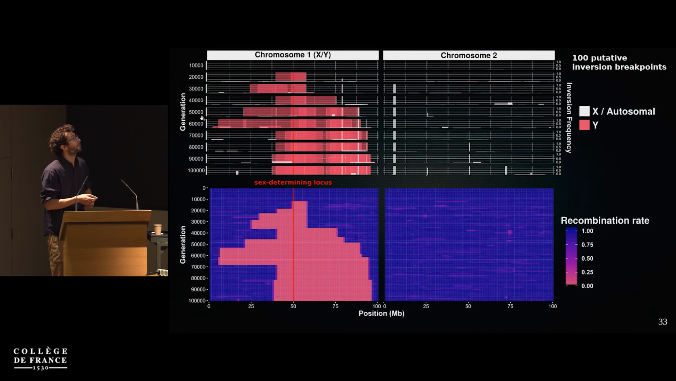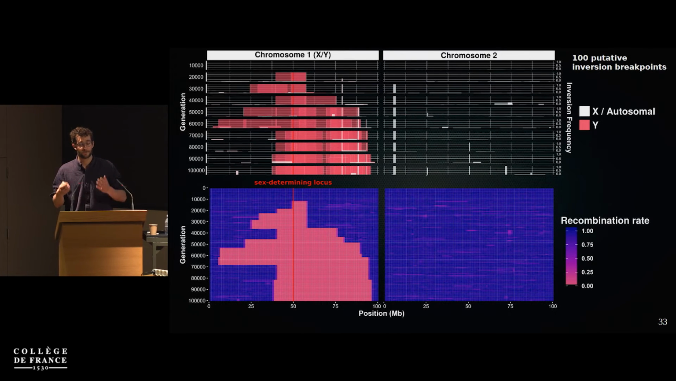If I show you a simulation using a lower number of putative inversion breakpoints, so with here 100 inversion breakpoints, we see some reversions. So this is what you see here. Some inversions here get lost after some generations. But at the end, you see that there is more accumulation of inversions than reversions, and so the non-recombining regions increase in size with time.